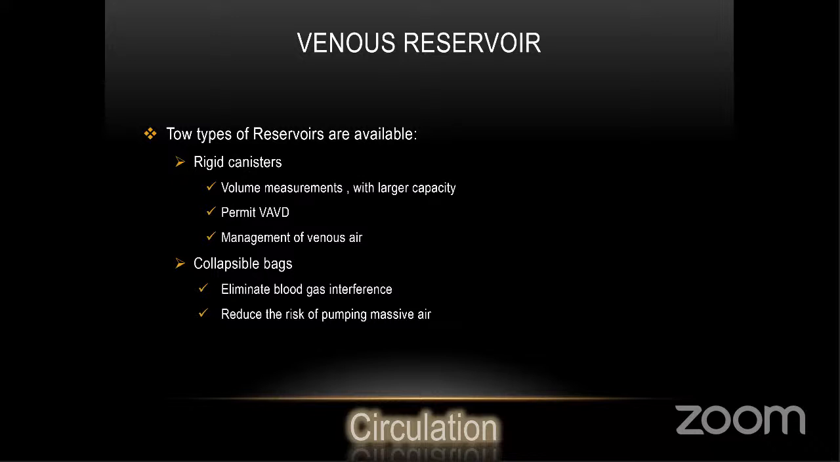There are two types of reservoirs available, the rigid and the collapsible. The advantages of rigid canisters: first, volume measurement with larger capacity. Second, it permits vacuum assisted venous drainage to be added to it, and the management of venous air can be done through the rigid reservoir.